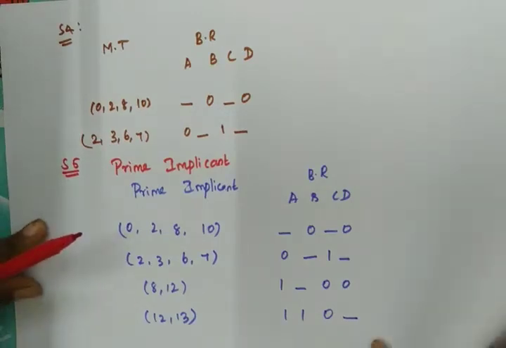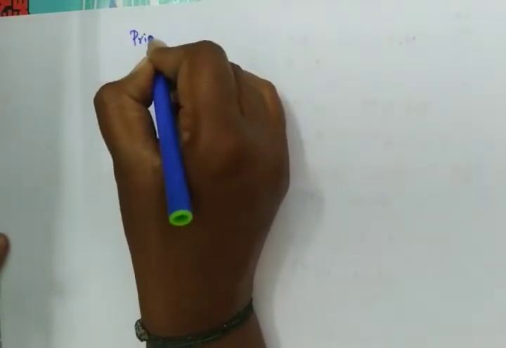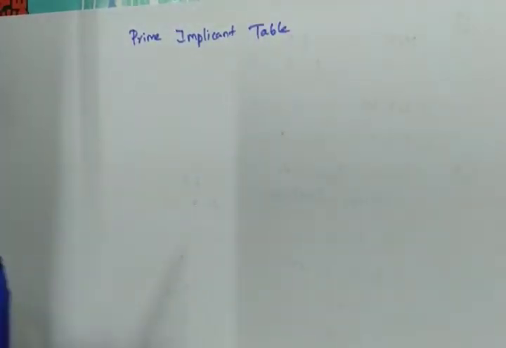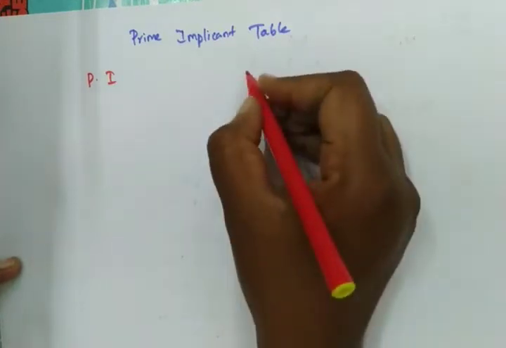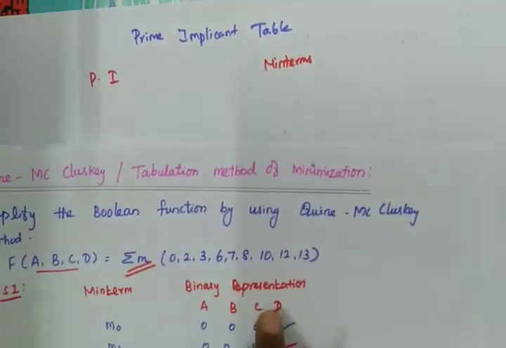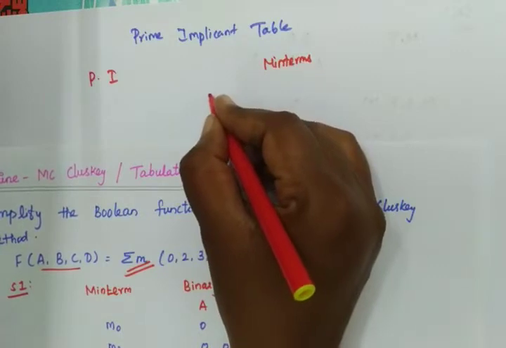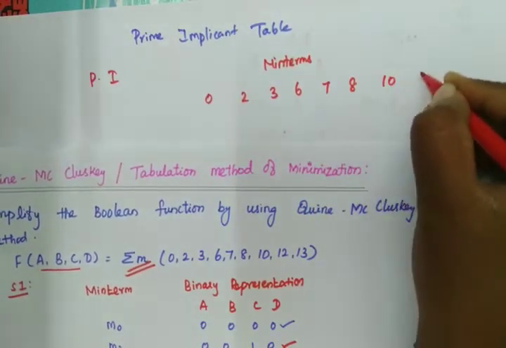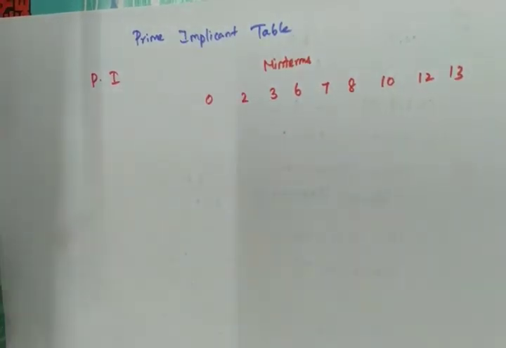And what is the last step? The last step is to represent this. This is called the prime implicant table. Now what we have to do is write the prime implicants here and write the minterms which are present in the question. Refer to your question and write the numbers in the minterms: 0, 2, 3, 6, 7, 8, 10, 12, 13.